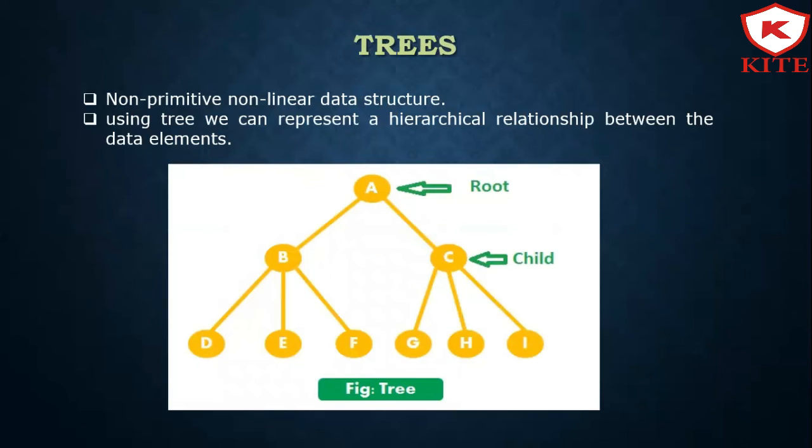Now next is trees. What are the trees? In the classification of data structure, trees also come in the non-primitive or non-linear category of data structure. Using tree, we can represent a hierarchical relationship between the data elements. So here there are different nodes A, B, C, D, E, F, G, H, I, where A is a root node and B, C, and others are child nodes, and D, E, F, G, H, I are also considered as leaf nodes.